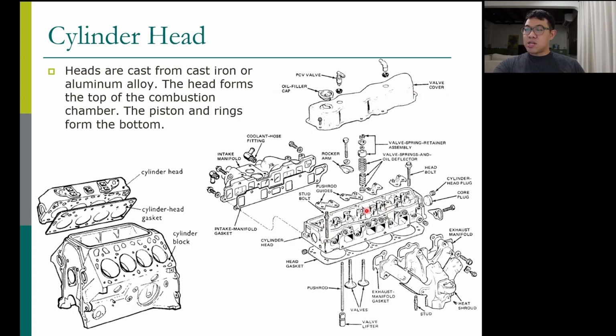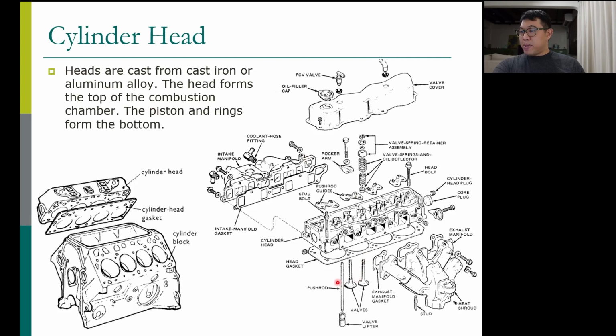So those are cylinder head. It is made from the same material as the cylinder block. It is cast from cast iron or aluminum alloy. Normally they have to be the same materials because the expansion is the same. When it heats up, when the temperature increases, we want the expansion coefficients of the cylinder head and cylinder block to be the same, so that they expand at the same rate, right?